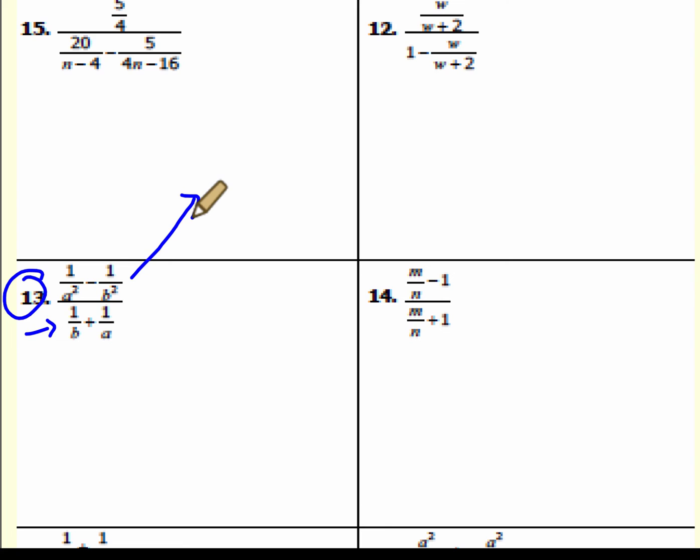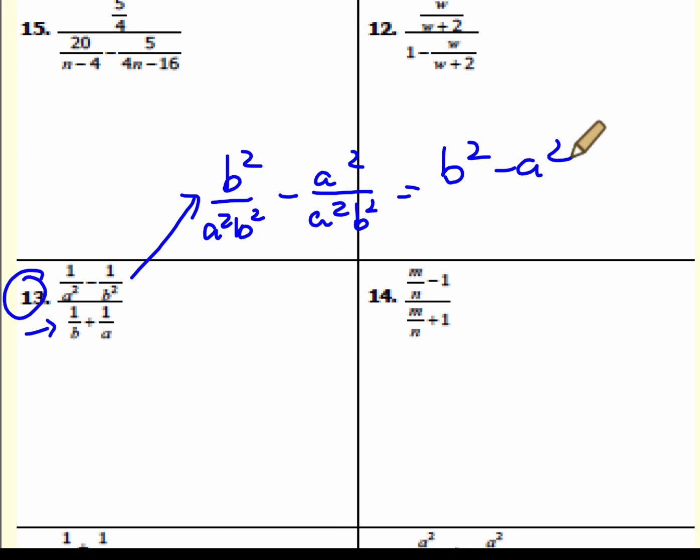So I'm going to simplify the numerator and the denominator first by doing the subtraction and addition. Okay, so first I need a common denominator for a squared and b squared, which would be a squared b squared. So I know I have b squared over a squared b squared minus a squared over a squared b squared, which gives me b squared minus a squared over a squared b squared.